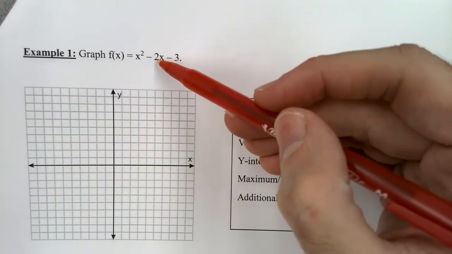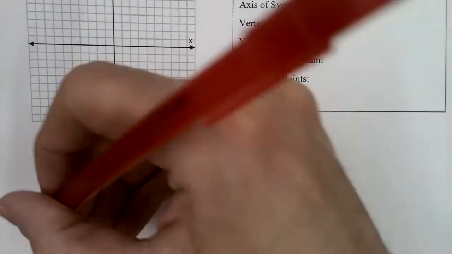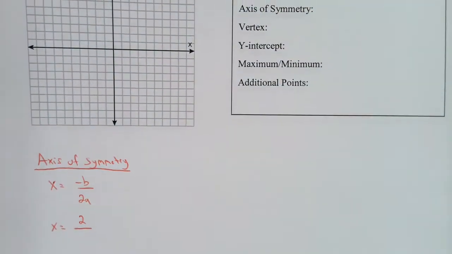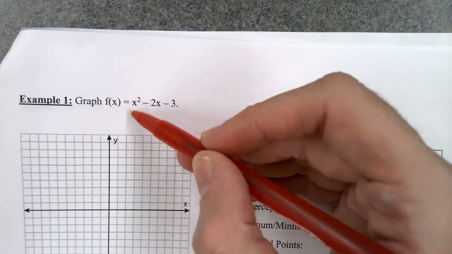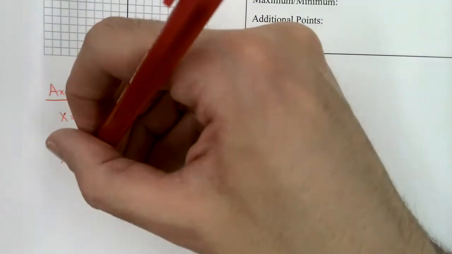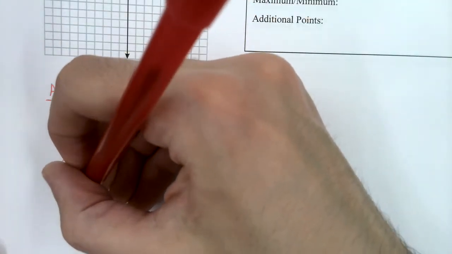So b is negative 2. The opposite of negative 2 is positive 2, divided by 2 times a, and a is 1 because it's 1x squared. So divided by 2 times 1. So 2 divided by 2 is 1. x equals 1. That's the axis of symmetry.